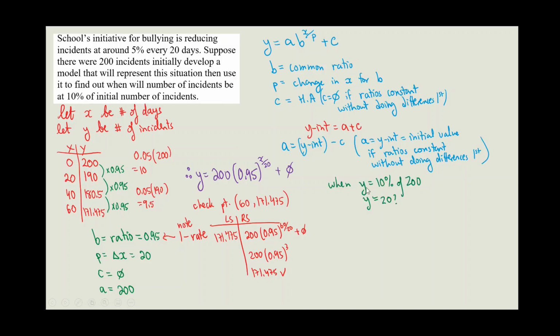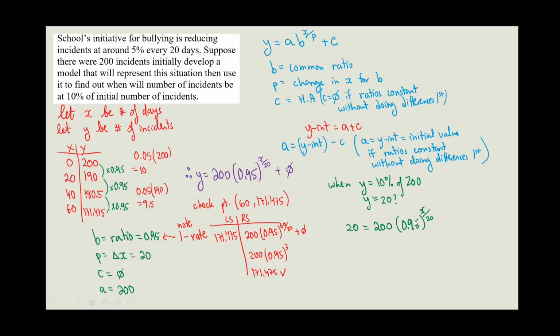So when do we get an output of just 20? So how did I find this 20? Well, 10% of 200, which is the initial number of incidents, is going to be 200 multiplied by 0.1, which is 20. Because we now have the model to follow, all we have to do is plug 20 into this model. And in this model, we have a single variable x left over which we need to solve for.